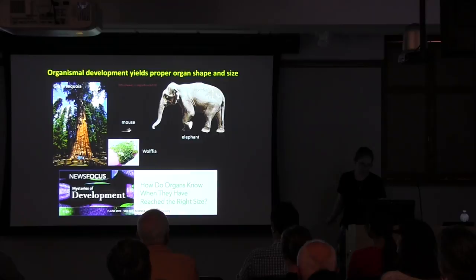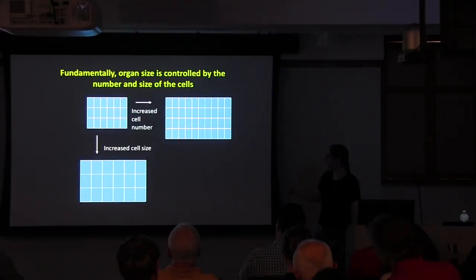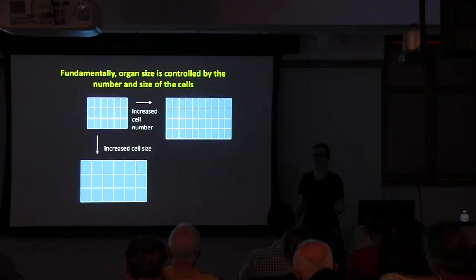And fundamentally, organ size is really simple. It's controlled by the number and size of the cells in the organ. So in theory, if you just increase the cell number, you'll get a bigger organ. Or if you increase the cell size, you'll get a bigger organ. Now, as probably most of you know, reality is nowhere near this simple. And we'll come back to that.